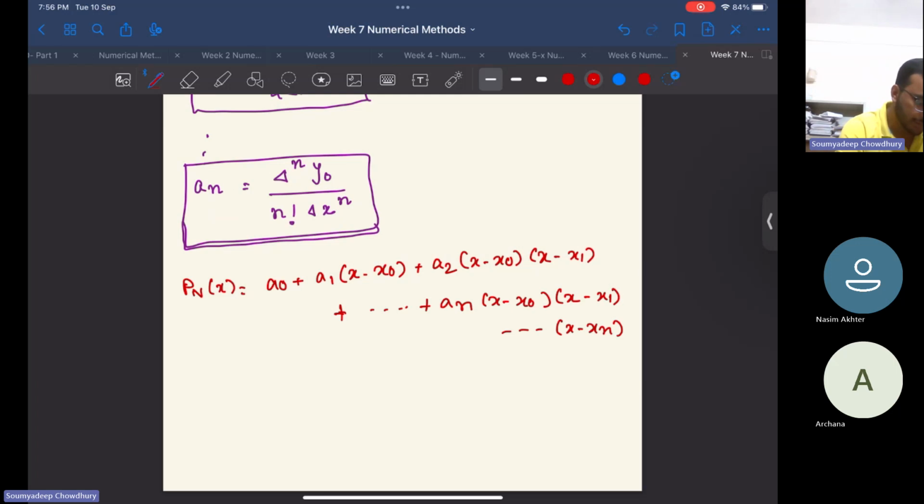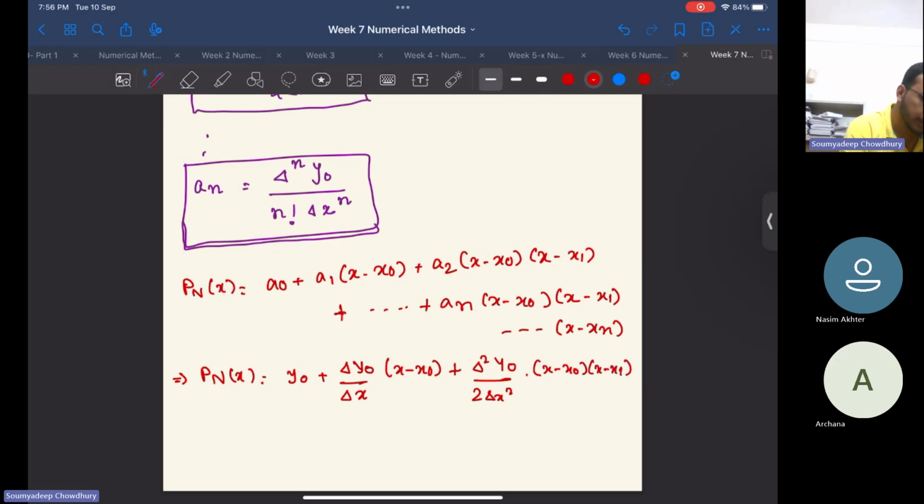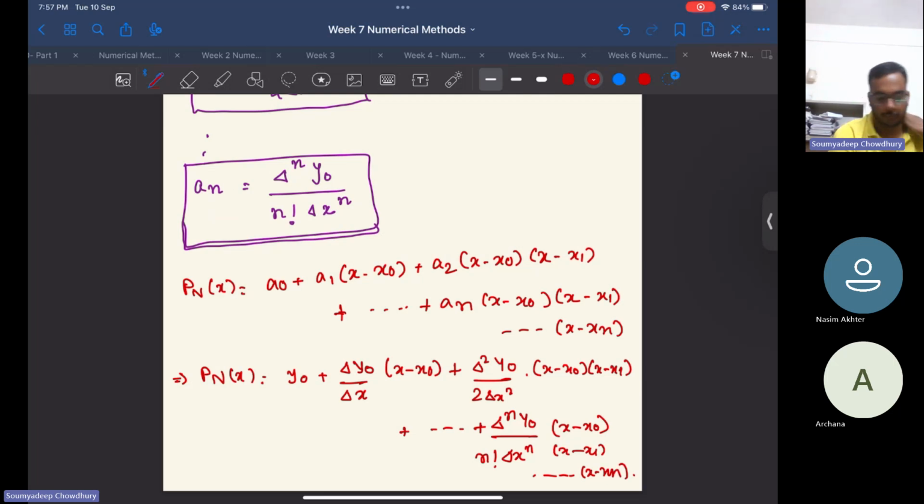If we now substitute the values of a naught, a1 and a2, it will be basically y naught plus delta y naught by delta x, that is a1, into x minus x naught, plus a2, which is delta square y naught by 2 delta x square, into x minus x naught, x minus x1, and so on up to delta power n y naught by n factorial delta x power n into x minus x naught, x minus x1 up to x minus x n minus 1. So this is the final interpolating polynomial in terms of x.